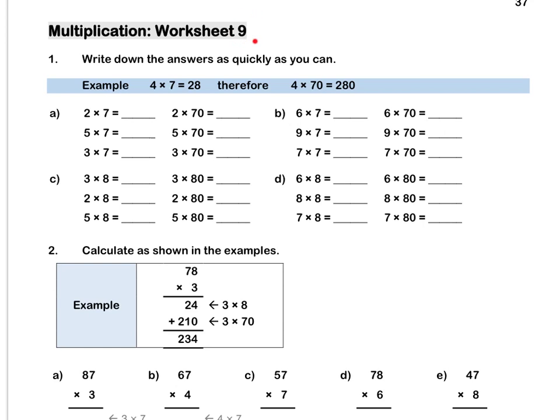Worksheet 9. Question 1. 4 times 7 is 28. Therefore, 4 times 70 is 280. Pause this video to complete question 1.